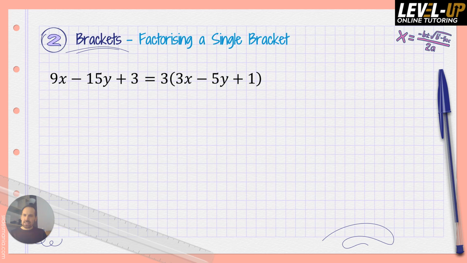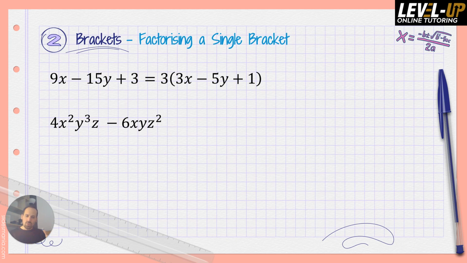So 9x minus 15y plus 3, they all have a common factor of 3. And once we factorize that number out, we're going to be left with 3x minus 5y plus 1. So we're basically taking each of those terms and dividing by 3 and then putting that 3 on the outside instead. And if you multiply that through using the technique we just saw, multiplying each of the terms by 3, you see it will take us back to what we had at the beginning.